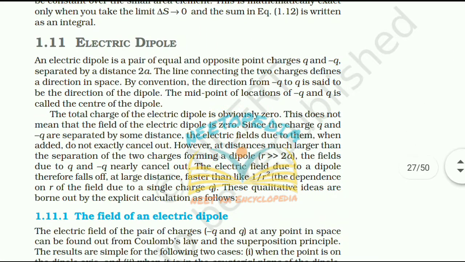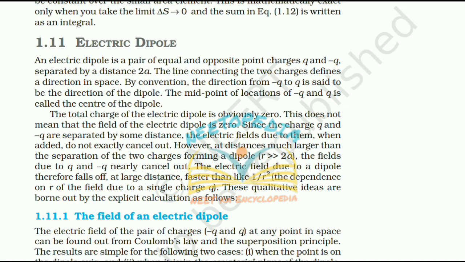1.11 Electric dipole. An electric dipole is a pair of equal and opposite charges, q and minus q, separated by a distance 2a. The line joining the two charges defines a direction in space. By convention, the direction from minus q to q is said to be the direction of the dipole. The midpoint of the locations of minus q and q is called the center of the dipole.